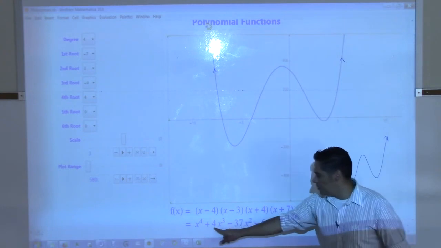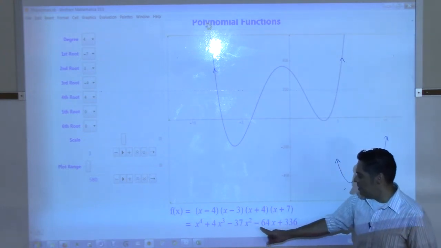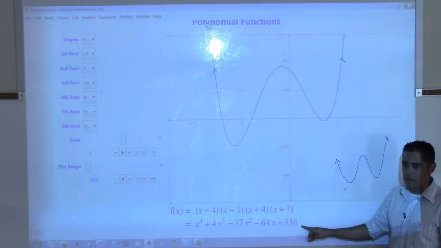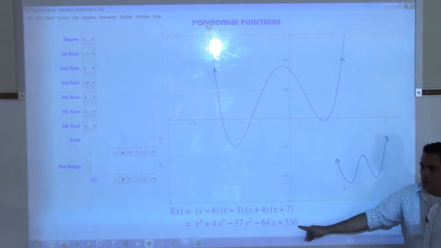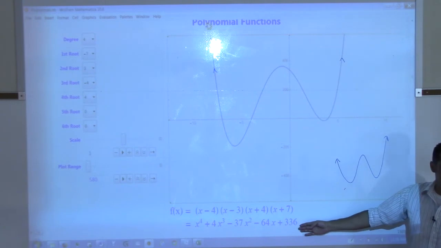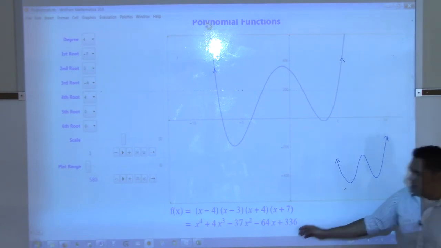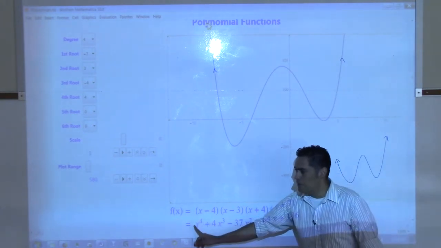x to the fourth plus 4x cubed minus 37x squared minus 64x plus 336. Right? That's nasty. That's a nasty looking polynomial function. What's the degree of this polynomial? 4. What's the leading coefficient? 1, right? Highest power is 4, leading coefficient is 1.